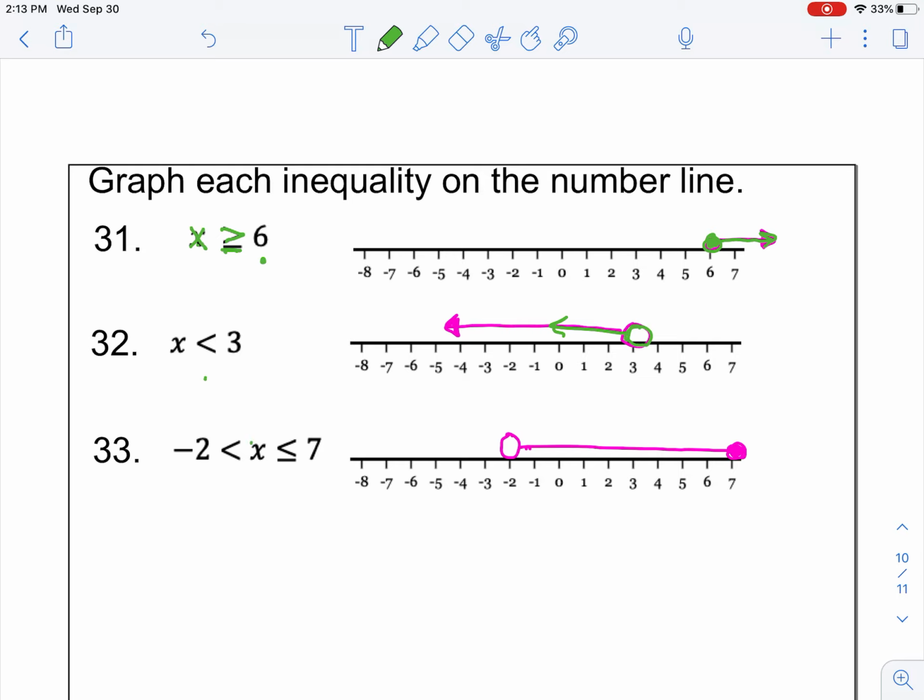And again, think of this as x is in between these two numbers. So x has to be between -2 and 7. I can see that the 7 has an equal with it, so I shade it in, and now my values of x are in between.